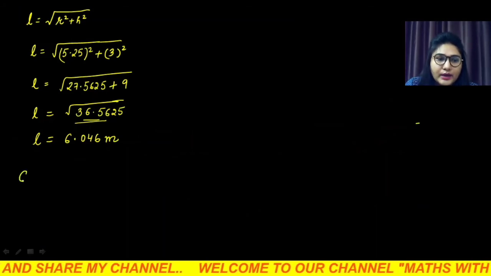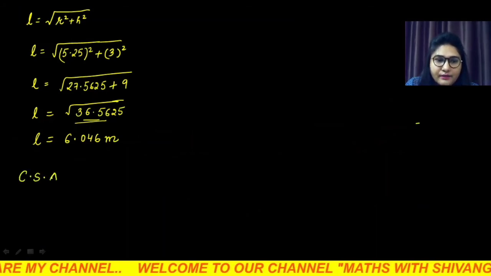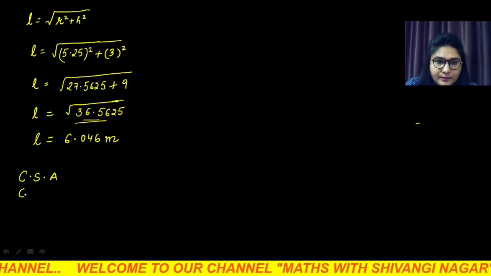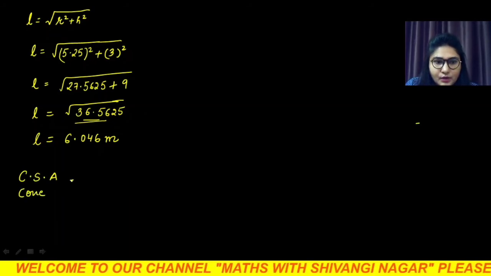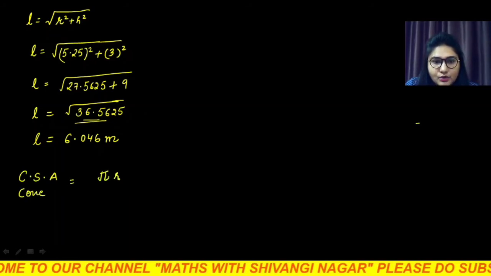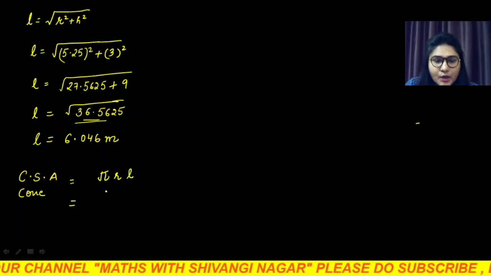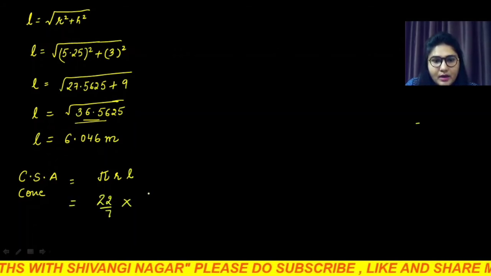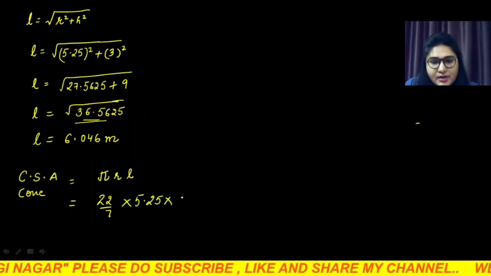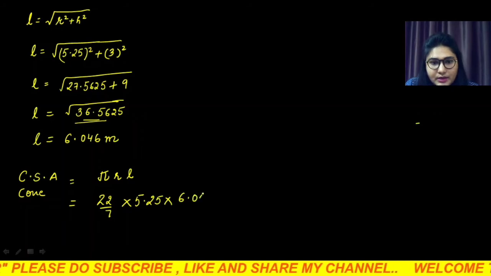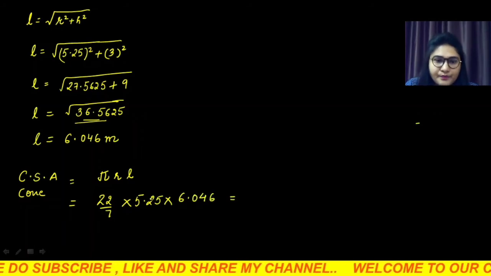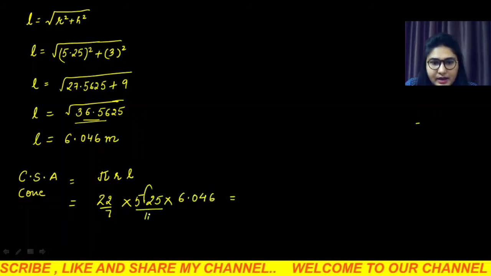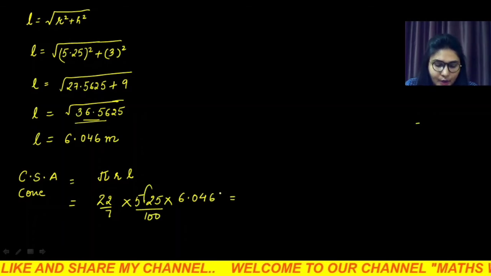Now to calculate the curved surface area, every dimension is ready for us. So the curved surface area of the cone is pi into R into L. Now put the value of pi over here. Pi is 22/7. What is the radius? Radius is 5.25. And what is the L? L is 6.046. Now again just replace this decimal and put 100 in the denominator.